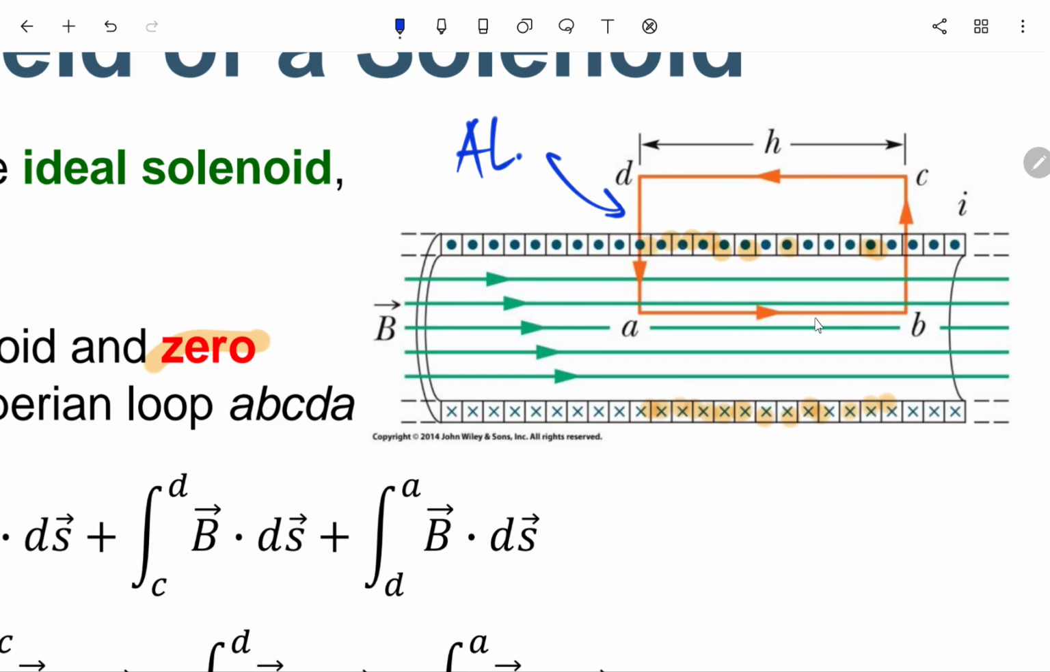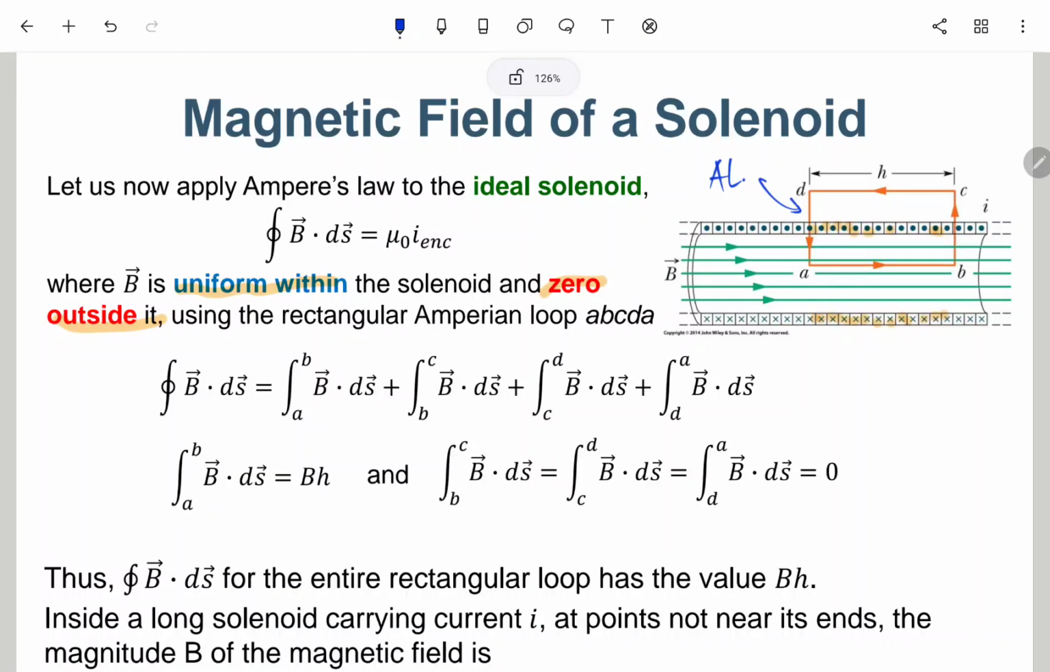One side is inside the solenoid and parallel to the B field, one side is outside, and the other sides are perpendicular to it. Here we would like to apply Ampere's law to this Ampere loop. For the left-hand side, the line integral for the closed loop can be separated into four parts: from A to B, B to C, C to D, D back to A.